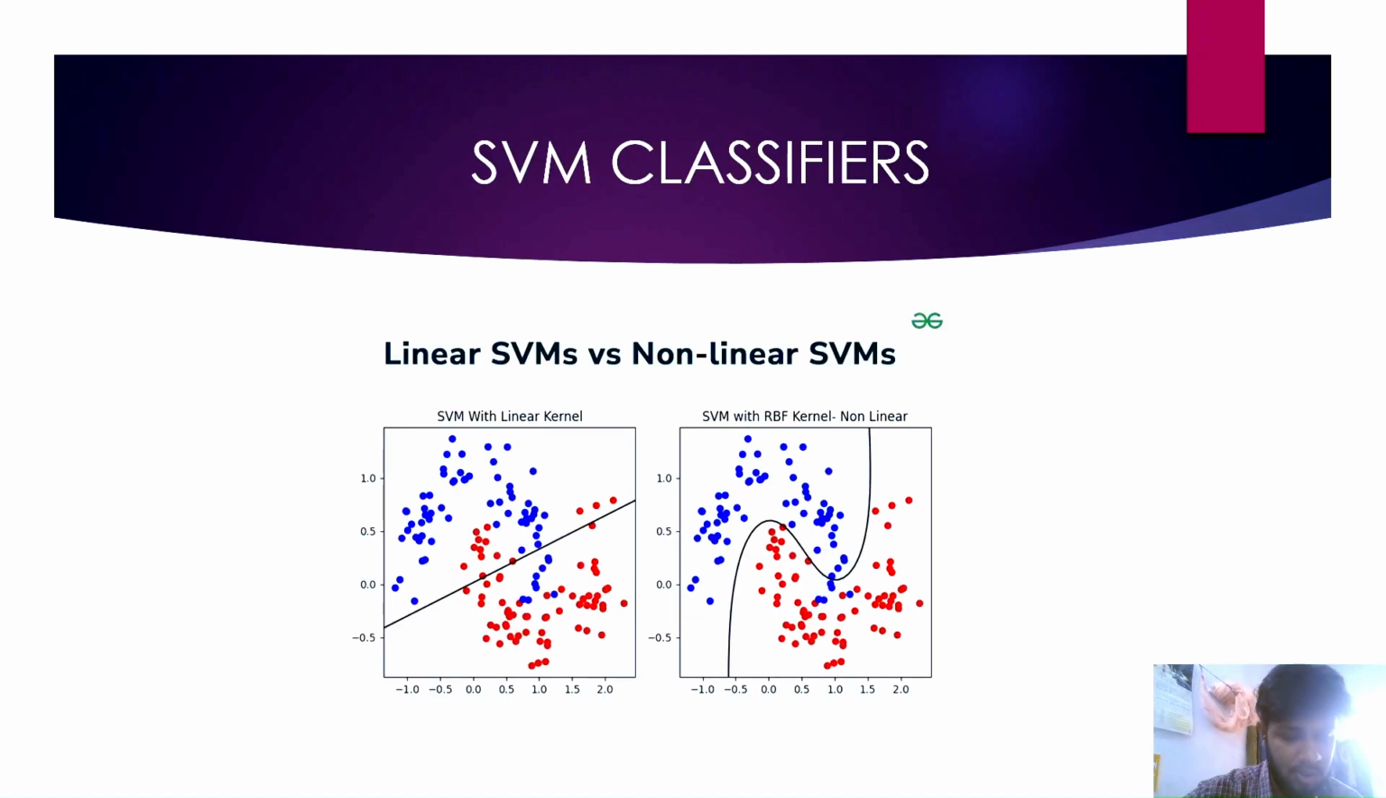SVM classifiers. There are two types of SVM classifiers. One is linear SVM and the other one is non-linear SVM. The left graph shows a linear SVM, where data is separated by a straight line, and the right graph shows a non-linear SVM, where a curved line separates the data.